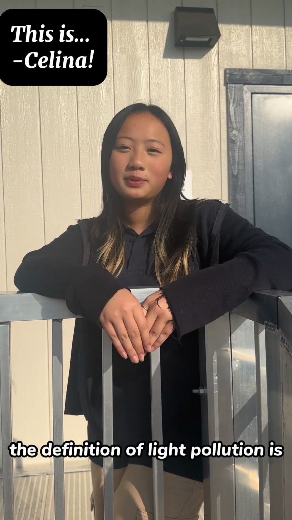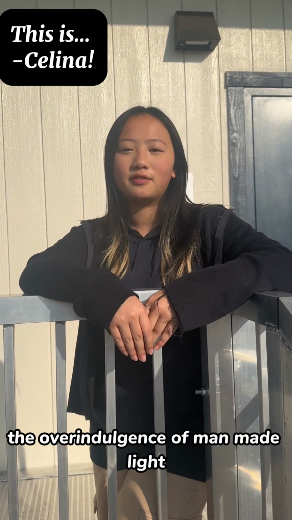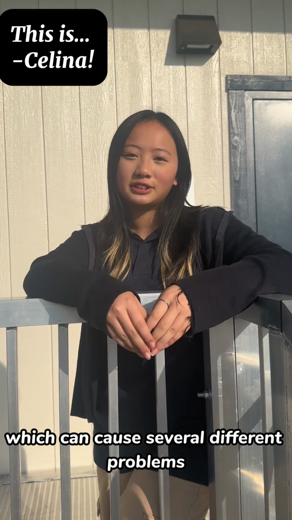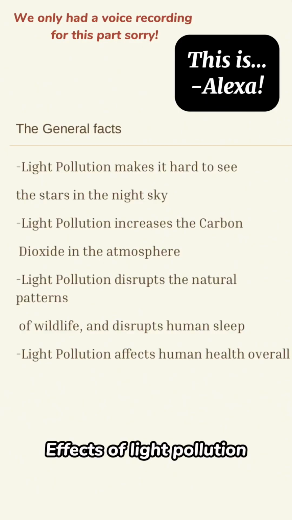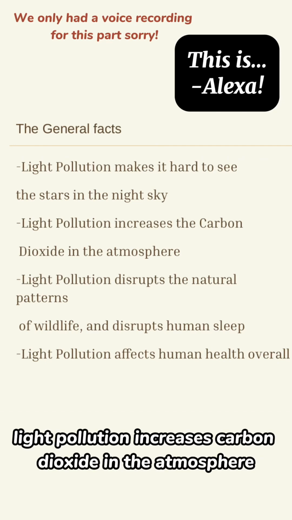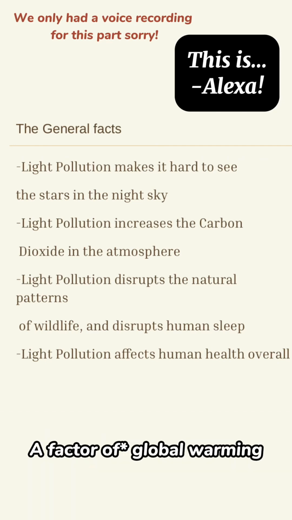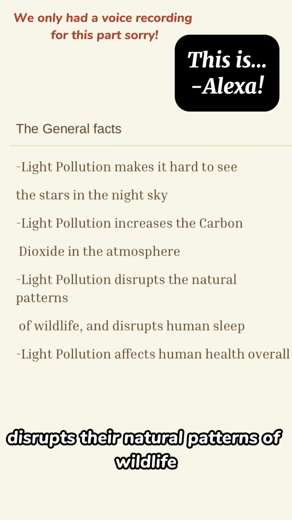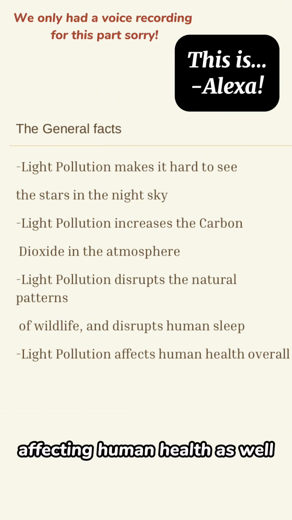The definition of light pollution is the overindulgence of man-made light, which can cause several different problems. Effects of light pollution. Light pollution makes it harder to see the stars in the night sky. Light pollution increases the carbon dioxide in the atmosphere, causing global warming. Light pollution disrupts the natural patterns of wildlife and disrupts human sleep, affecting human health as well.